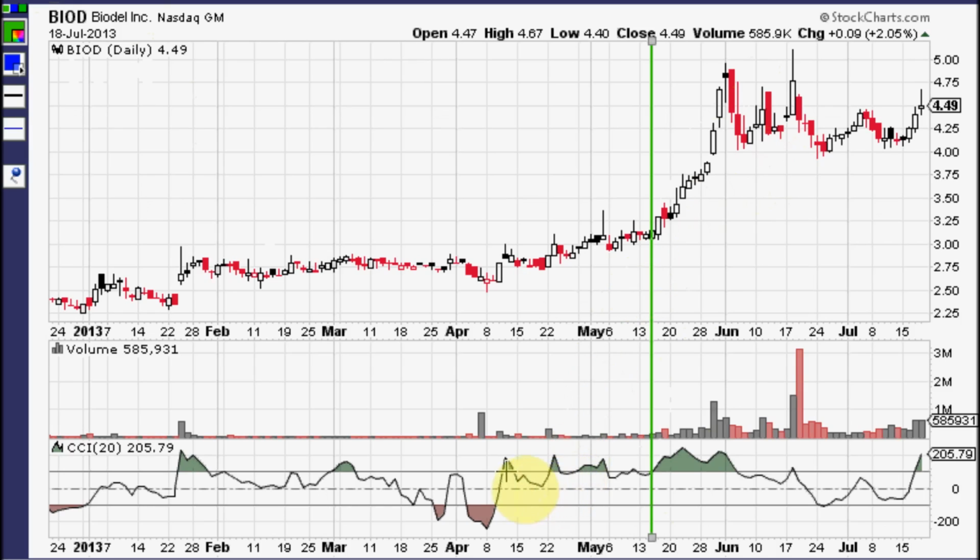Okay, but right before it had 1, 2, 3, 4 instances of crossing up through the plus 100 line that actually did work a little, but you have these tall wicks on these candles, so it pulled back. Okay, so this is a good example of a stock that runs, and there wasn't really a whole lot of volume until it really started to take off and get vertical, and then the reversal happened and the pullback.